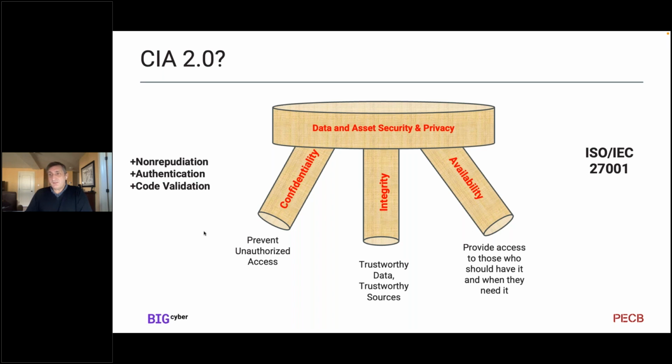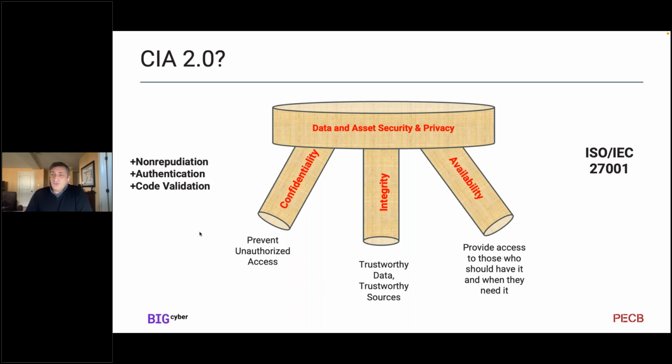The CIA Triad still works perfectly in every security scenario that I've run into. But it could be that perhaps people aren't applying it broadly enough. The CIA Triad does include concepts like non-repudiation, authentication, code validation, if you apply it correctly.